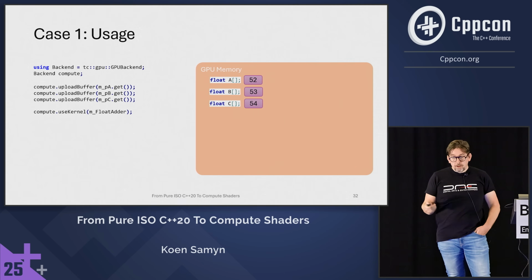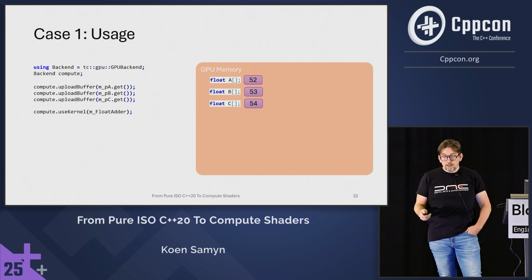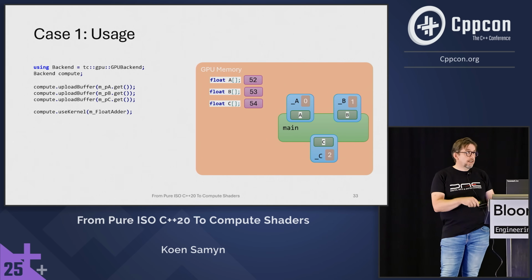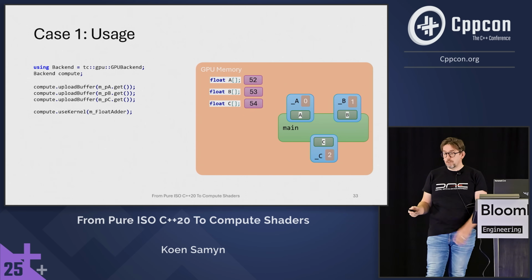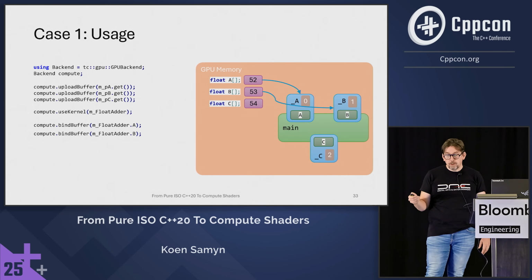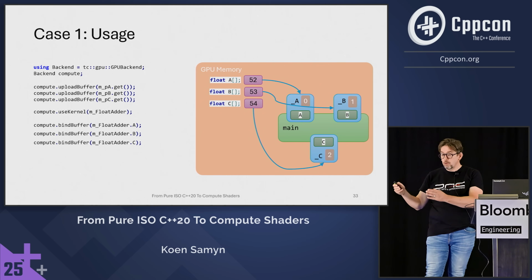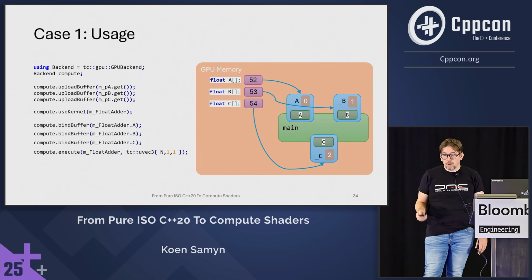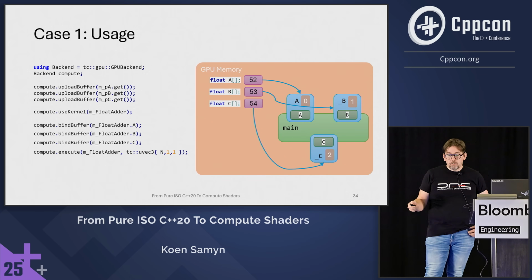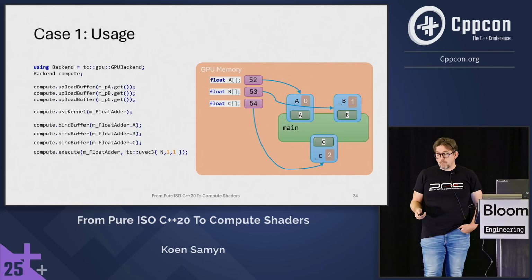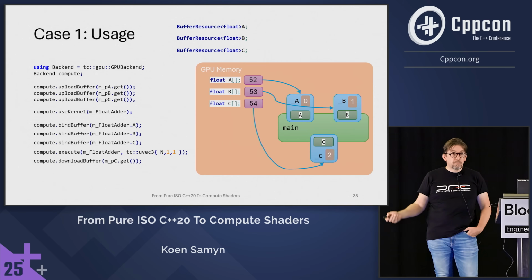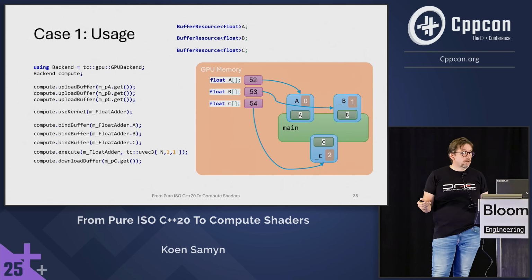Then I activate the kernel. So we have now our data on the GPU. It's ready. I just need to connect this data to my binding slots. So I have bind buffer where I connect the data itself to my input slots of my compute shader program. And then I can execute that kernel, right? If it's on the GPU, I need to download it again to get the results back.